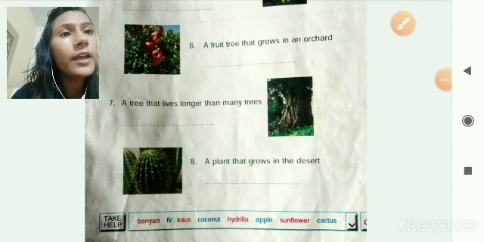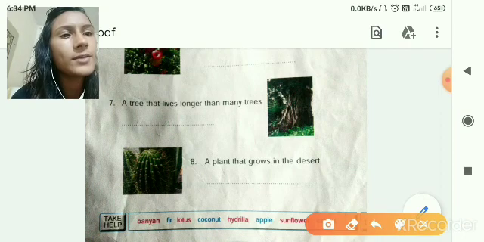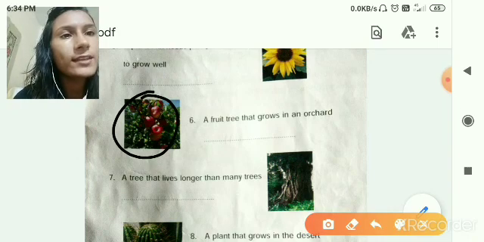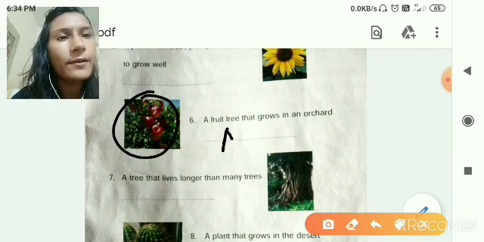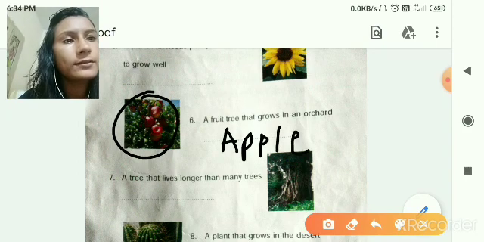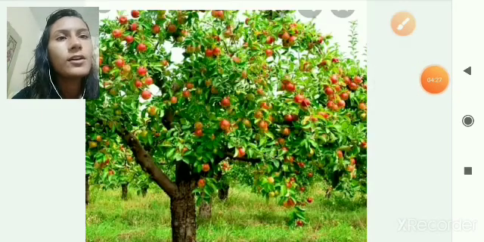Then a fruit tree that grows in an orchard, that is apple. You can see here this image of apple. So this fruit tree that grows in an orchard is apple. Write the spelling of apple, A-P-P-L-E, apple. You can see this fruit tree, apple.